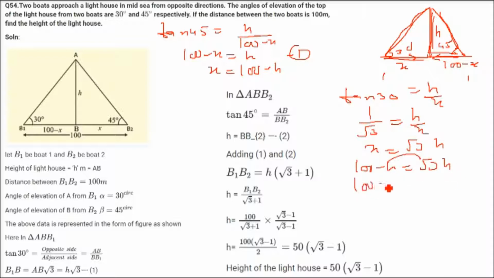Now bring it here. 100 will be equal to root 3h plus h. So it will be h(root 3 plus 1) equals 100. Now bring it down. So h will be equal to 100 by (root 3 plus 1).